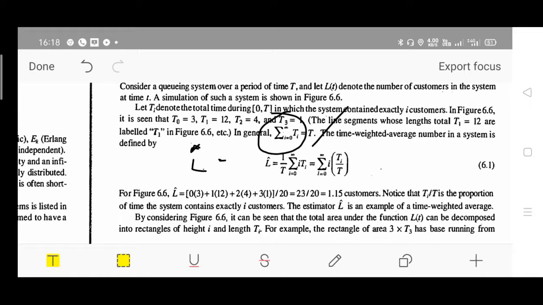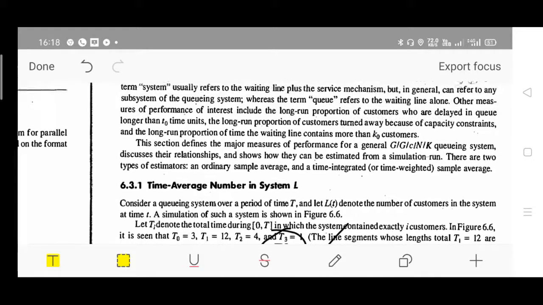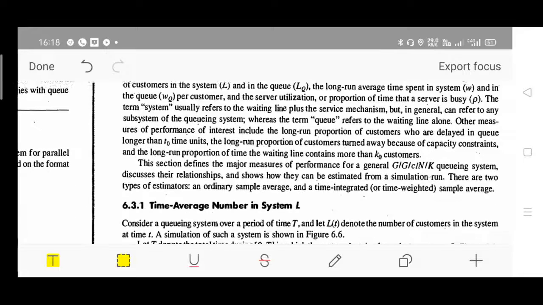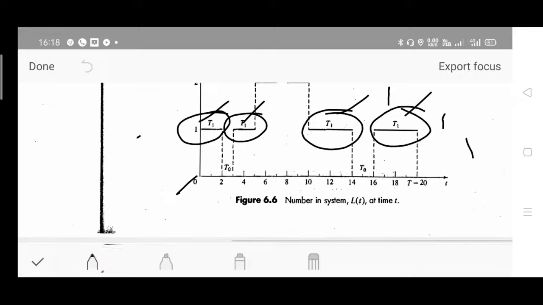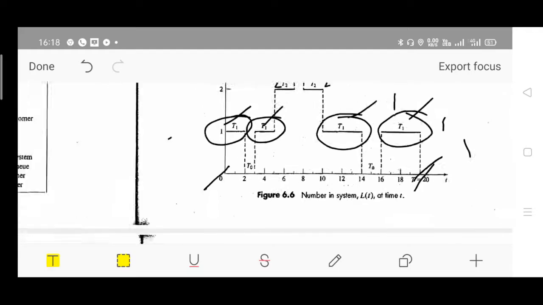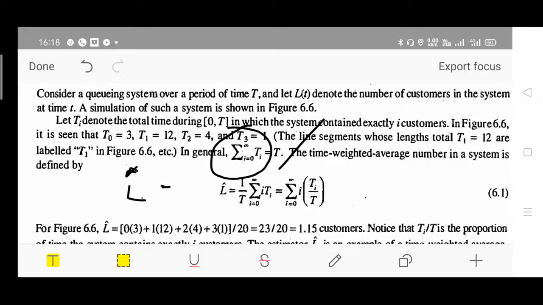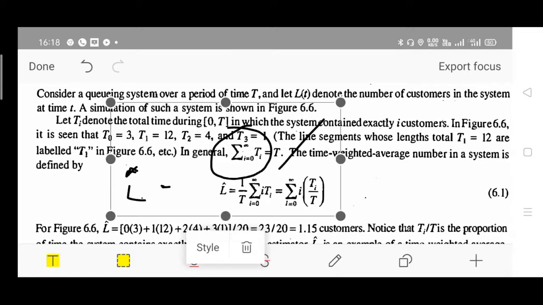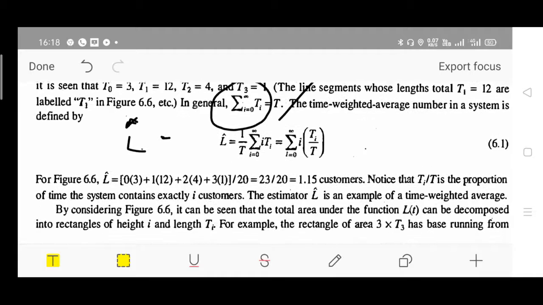Total duration T is equal to 20. What is the total duration? If you see the graph, you will come to know. It started from the 0th minute and ended at the 20th minute, so total duration will be 20 only. If you add these, you will get 20 once again, because the summation of Ti will give you T only. You can add these numbers: 3 plus 12, which is 15, plus 4, 19, plus 1. Isn't it?